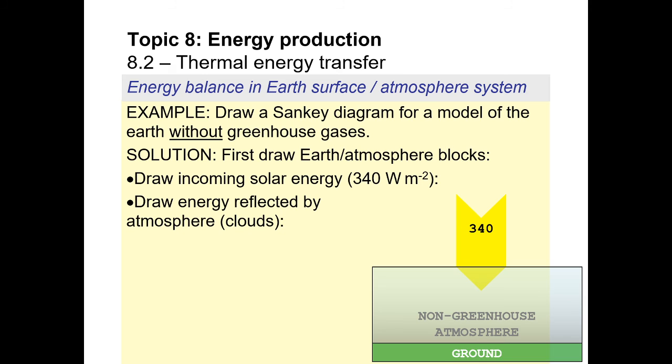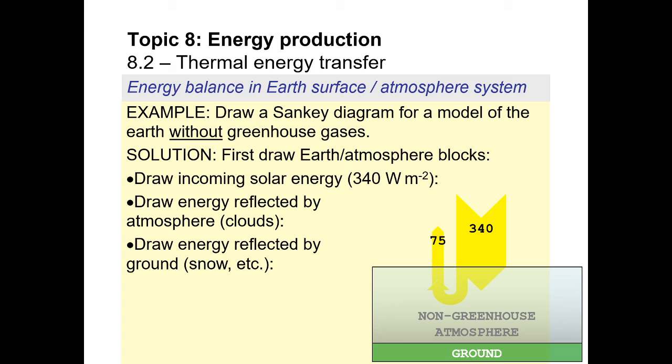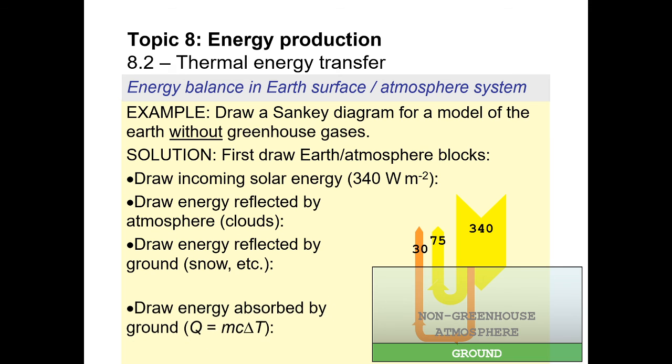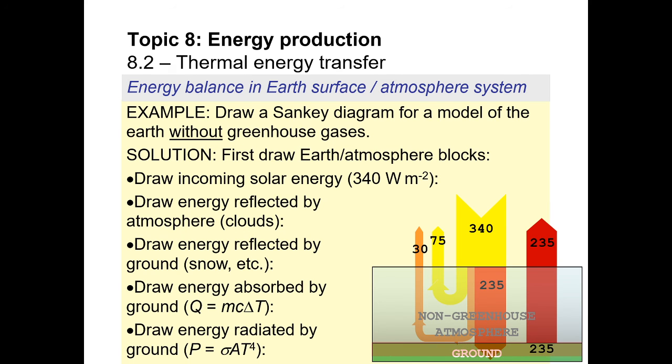So that's coming in. 340 joules, this is the amount of energy per second per square meter. Now, some of that energy gets reflected by the clouds, maybe 75 joules. Some of that energy gets reflected by the ground. Maybe there's snow there. Whatever there is that gets reflected by the ground, another 30 joules. Now, the rest of that energy gets absorbed by the ground. Now, the ground doesn't just absorb those 235 joules. It will eventually re-emit it as well. In this case, again, we're assuming no greenhouse gases, so the 340 that's coming in is equal to the 30 plus 75 plus 235 going out, which is also 340.